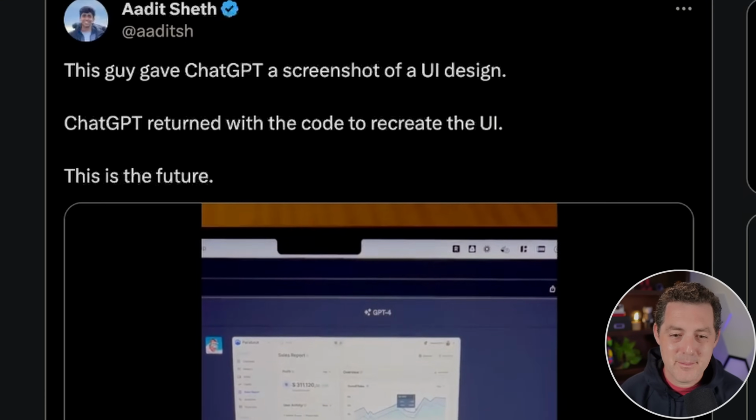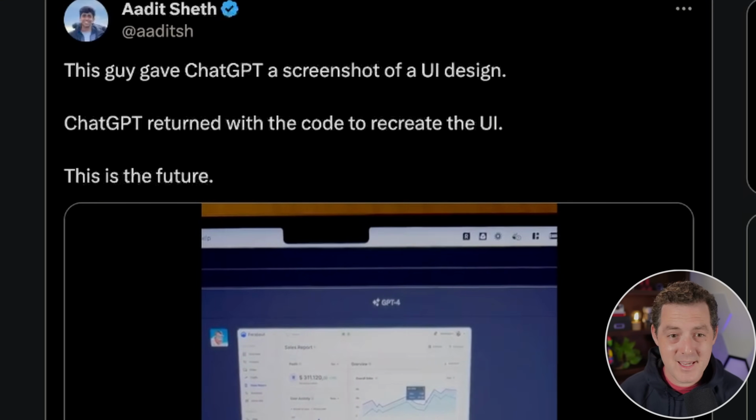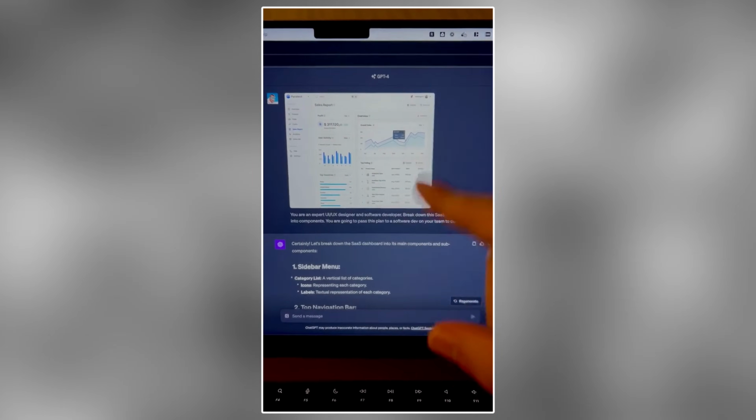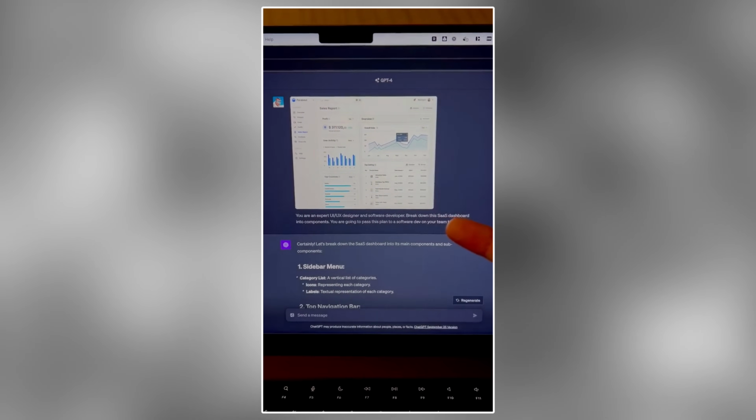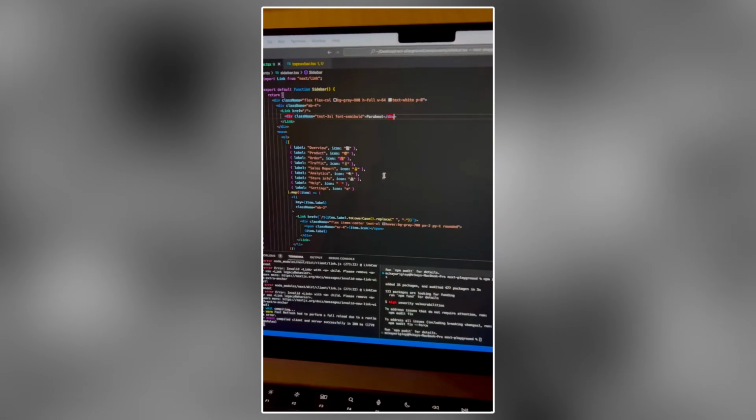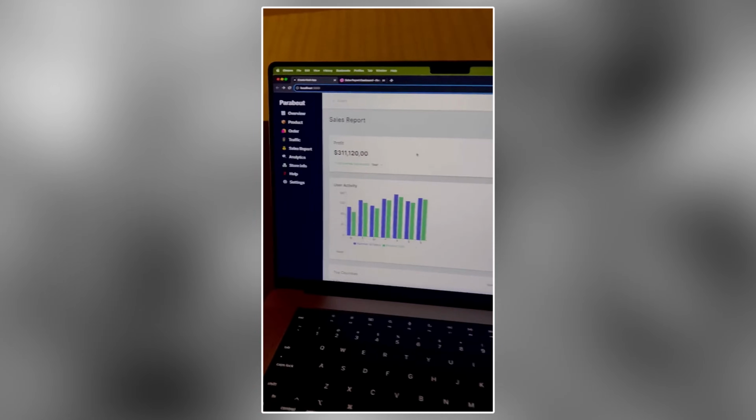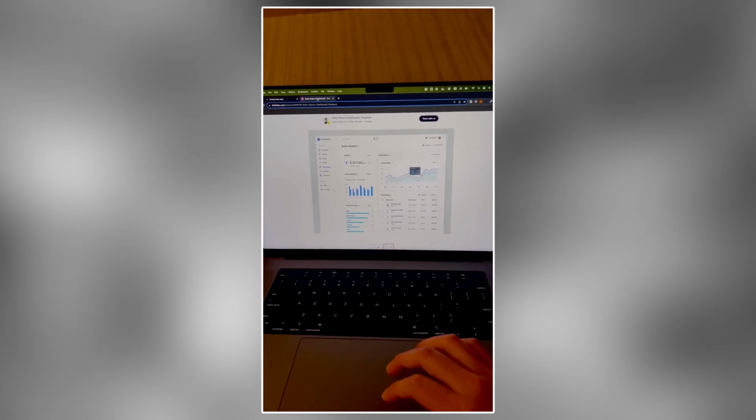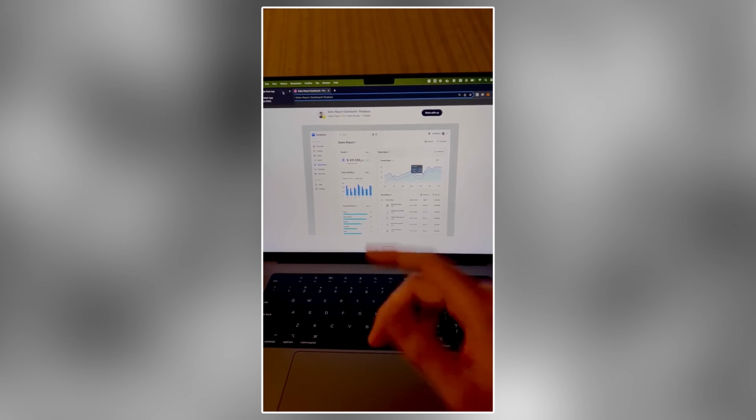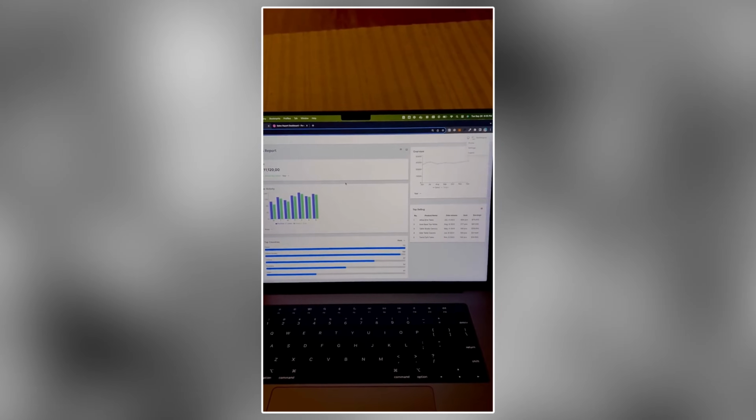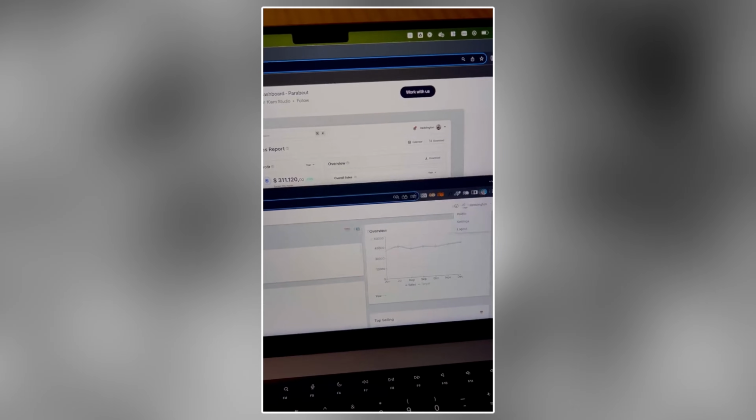Okay, here's another example. This is another one where basically engineers are going to be able to be hyper productive after this. So Adit Sheth took a picture of a dashboard, a SaaS dashboard, and said, make the code for this. And ChatGPT actually wrote all the code. And then look at this. He actually just copy pasted the code, and then the website works, the dashboard works. This is so cool. So if you see a website that you like, if you see a design that you like, all you have to do now is take a picture of it, upload it, and then ChatGPT will give you the code for it.